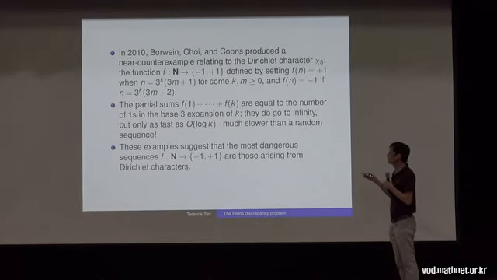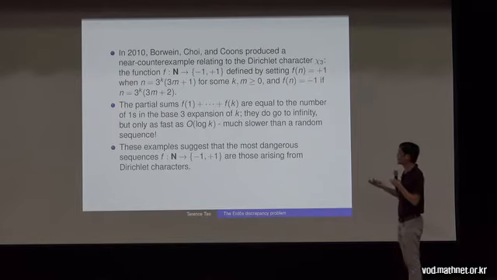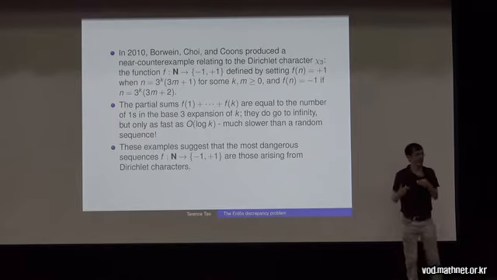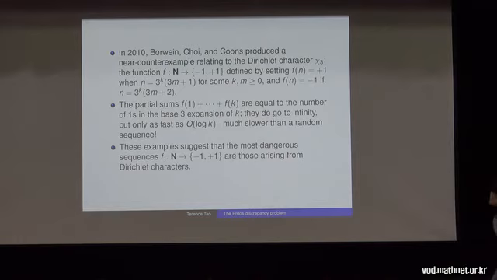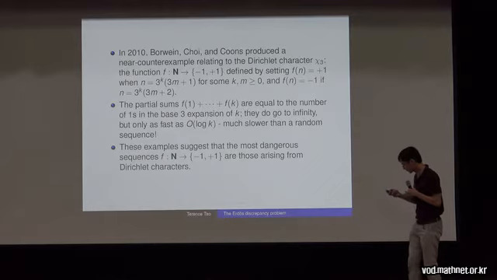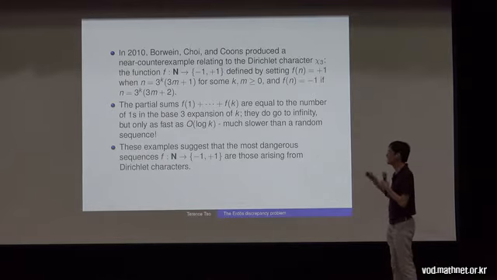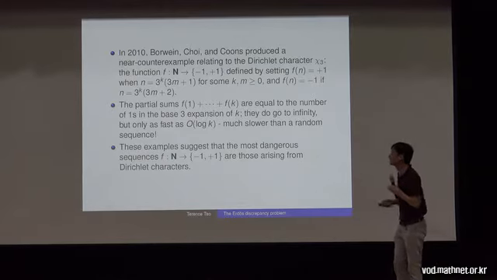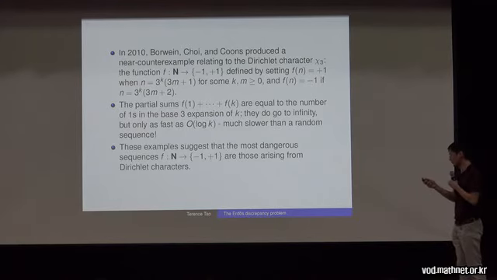And these examples, all the examples we know that are bad, they all come from Dirichlet characters. Dirichlet characters are the enemy in this problem. So somehow you need to isolate these characters and get rid of them. It really suggests that number theory has to be involved to solve this problem, because these are very number theoretic objects.